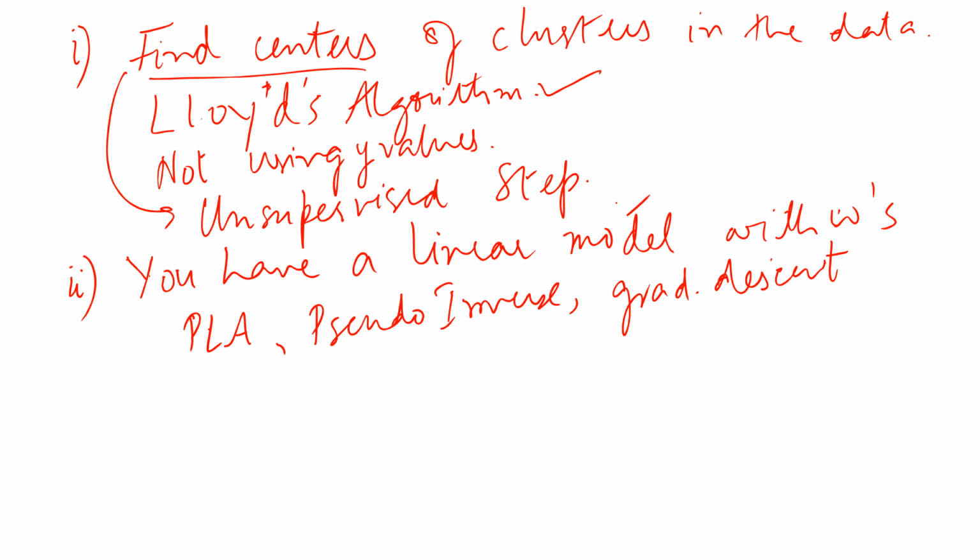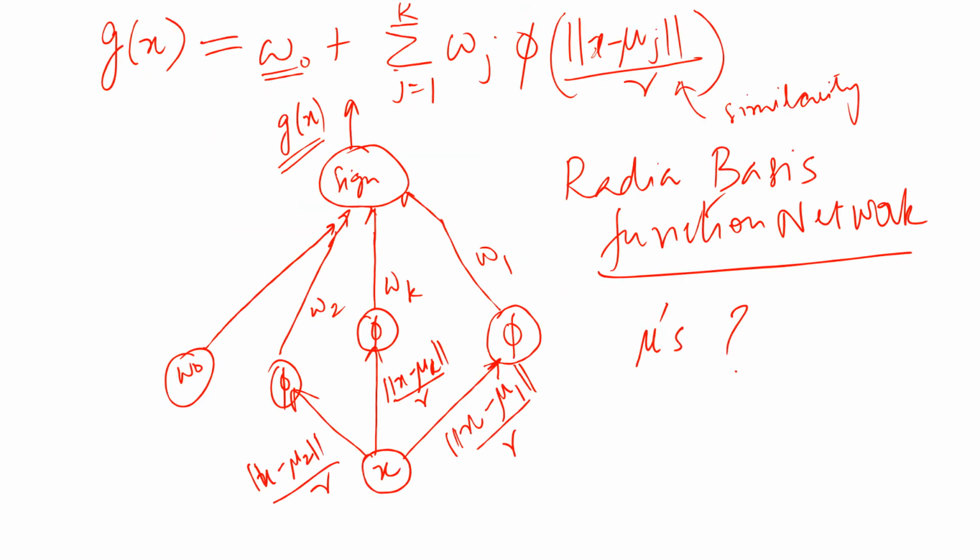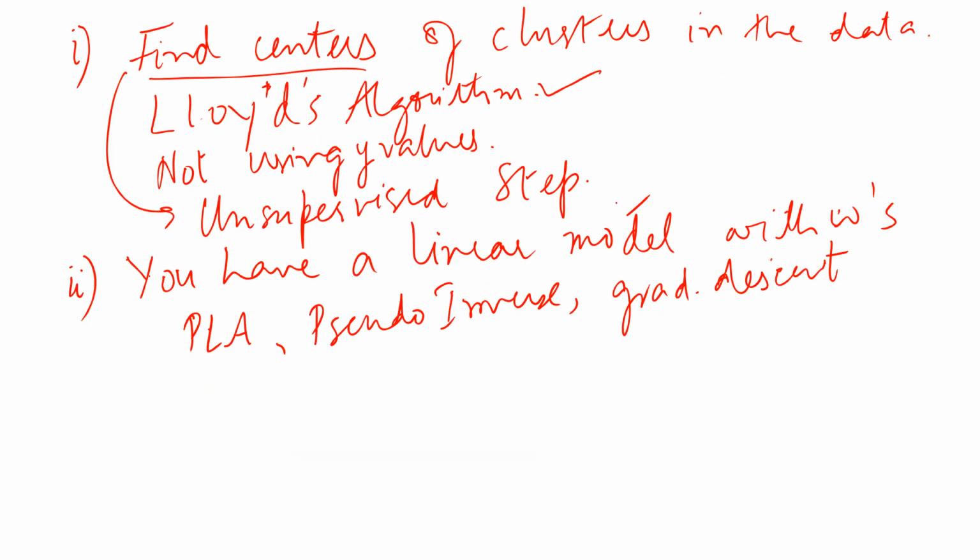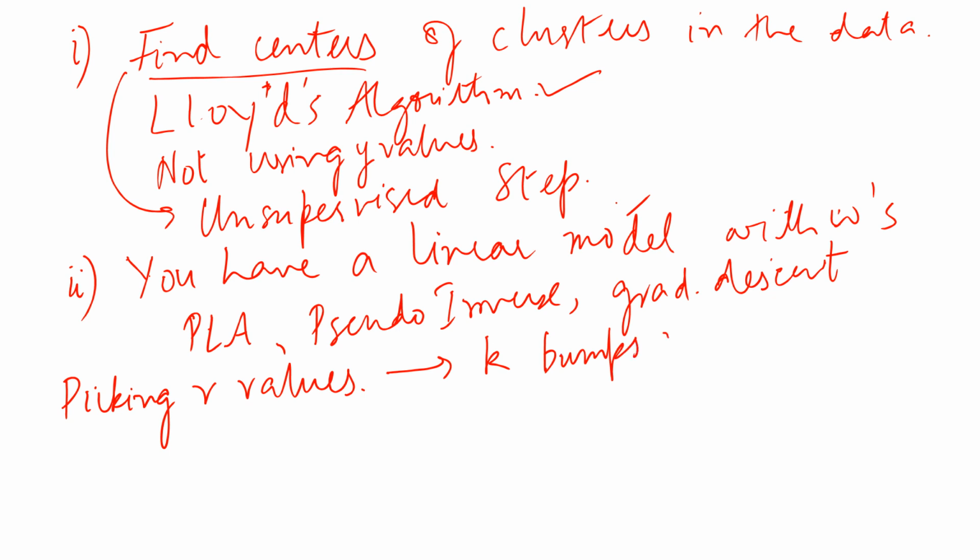Now, a small unknown part still remains. What about these R's? How should we be picking these R's? Is there any kind of suggestion about it? So let's look at picking these R values, the scale parameter. We're picking these R values because of the shape of the bump. There will be K bumps in D dimensions, because let's say there are K centers.